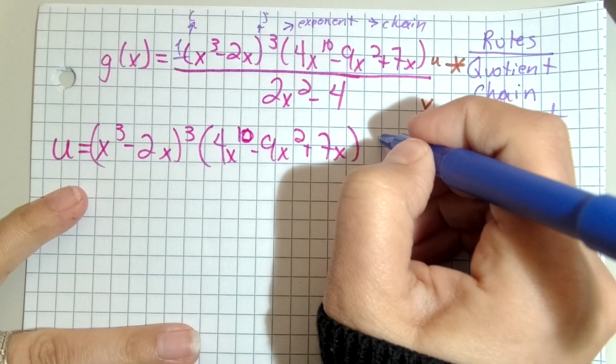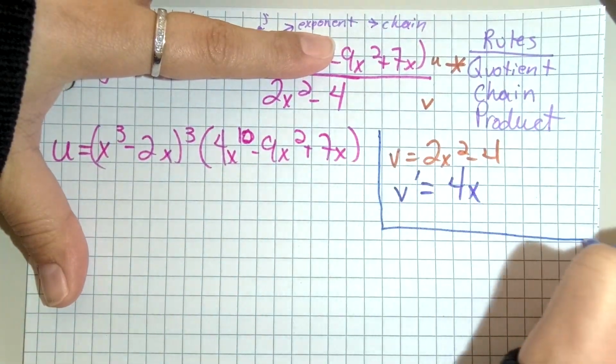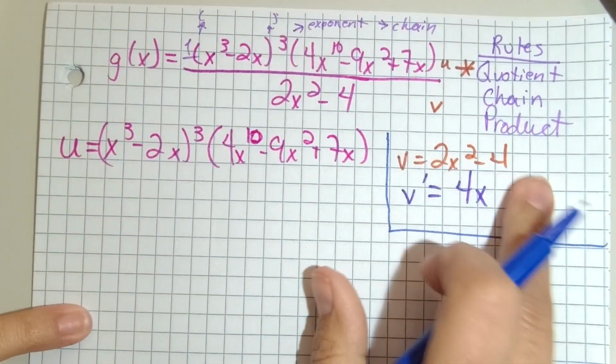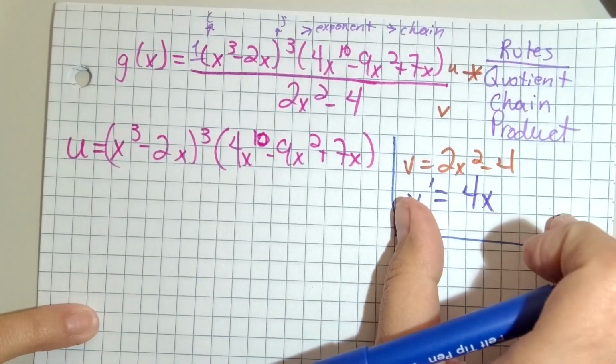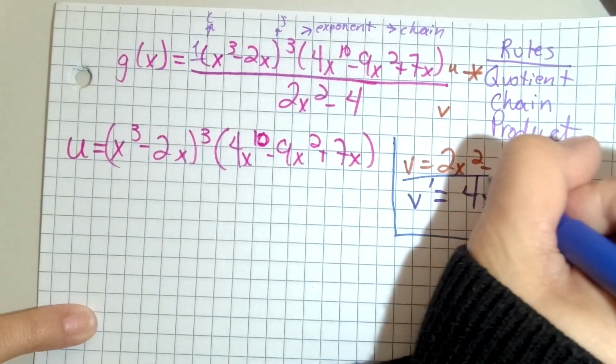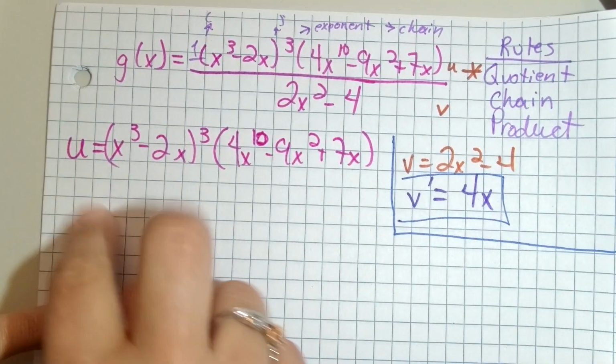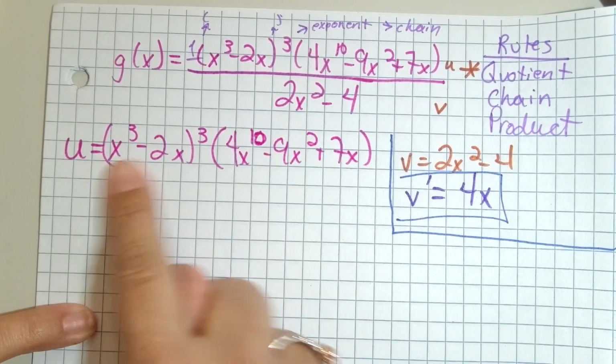Okay. So I'm boxing off this because I know I'm done. I have no other rules to do with this. So this right here is my V prime. So now I'm going to look at U.